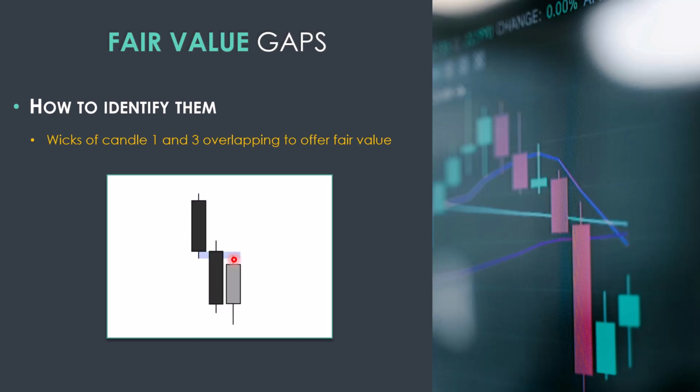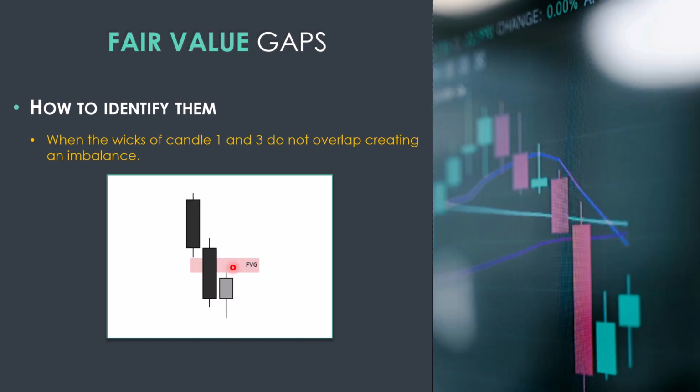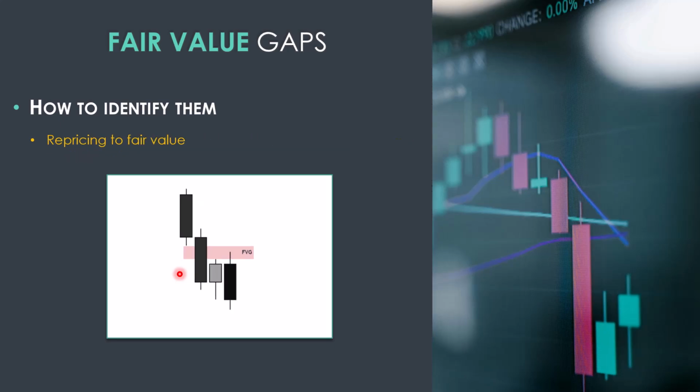With this, that is where in a bearish market scenario, market quickly comes back to reprice to fair value before going lower. Now, when the wicks of candle 1 and 3 do not overlap, that is where an imbalance, or these fair value gaps, are created in the market. When these gaps are formed, we are expecting that price will come back to these areas at a later time to offer fair value.